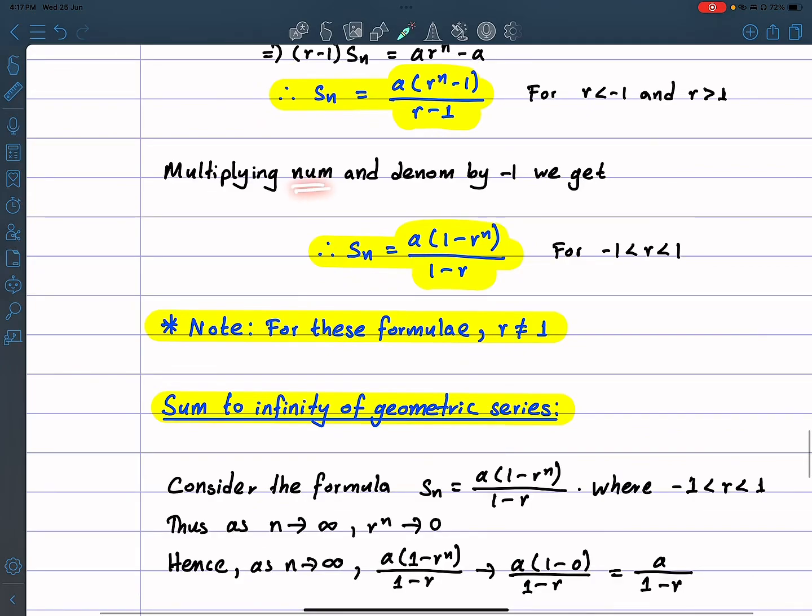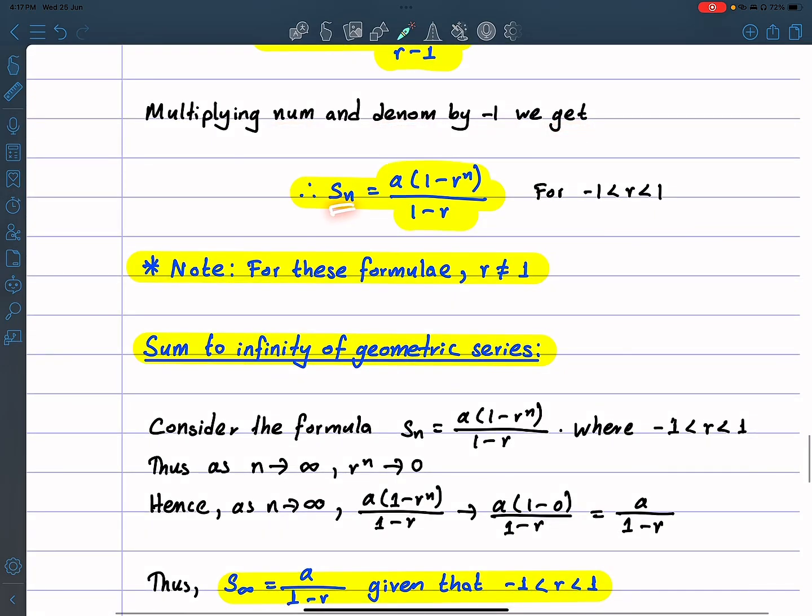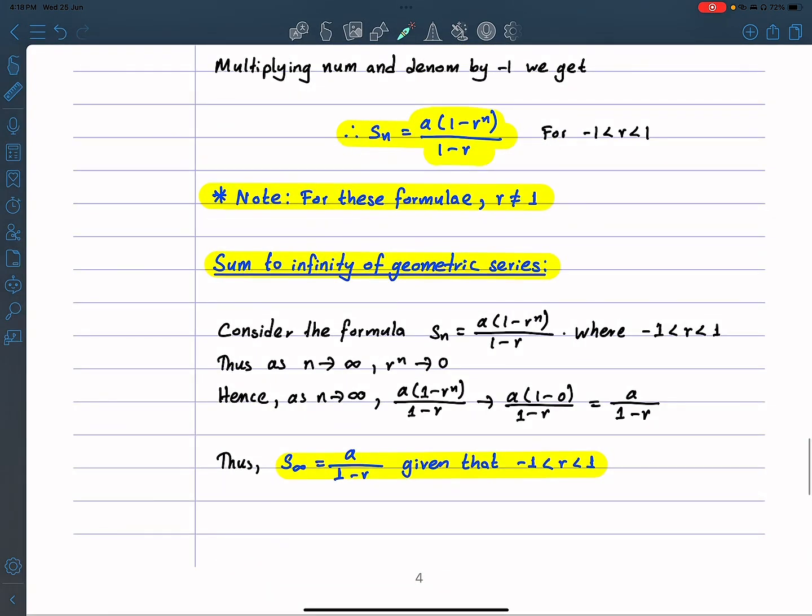Multiplying the numerator and denominator by minus 1, we get another formula. And that is s of n equals a times (1 minus r to the n) over 1 minus r. And this is for r to be in this range: r is greater than minus 1 and less than 1. A special note for these two formulas is that r can never be 1, because that would not make it a geometric series. r always has to be not equal to 1.